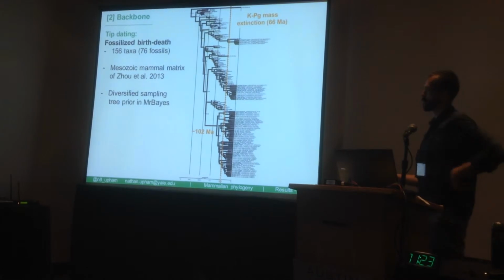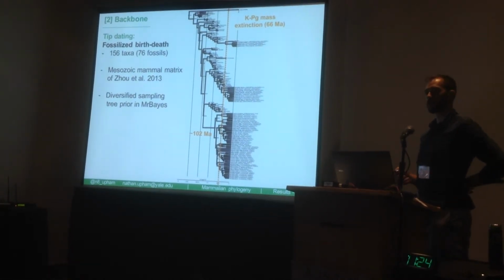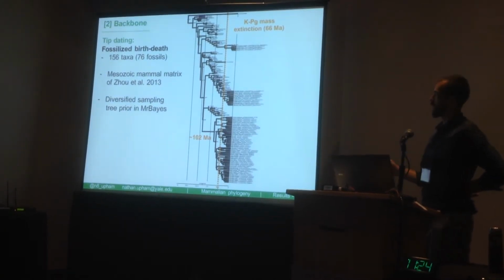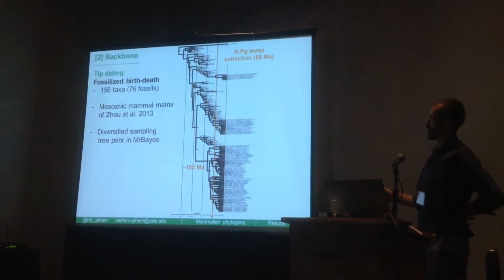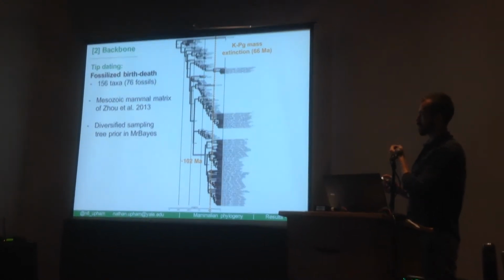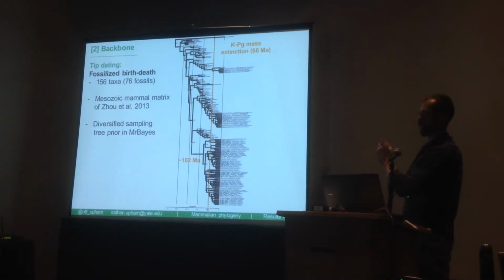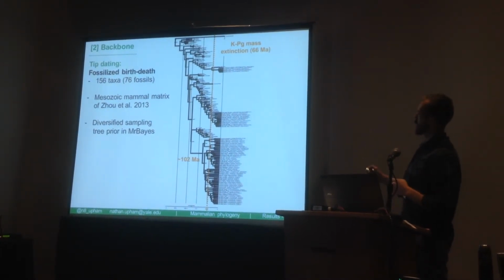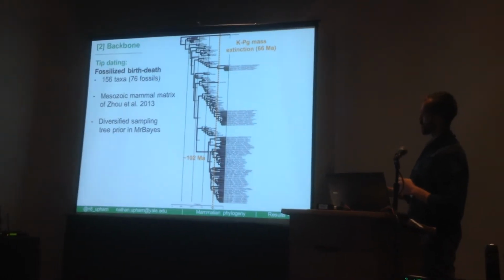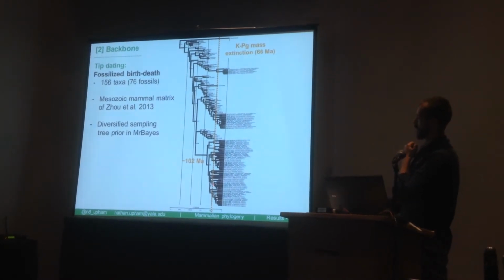The tip-dated analysis is pretty interesting. We use this Mesozoic mammal matrix out of Gigi Luo's lab at Chicago, and it ends up having very few assumptions about placement of fossils, which is nice. The morphological data places the fossils, and then we only have the stratigraphic information. And so in relation to the KPG, this is a good visual look at the branching here.